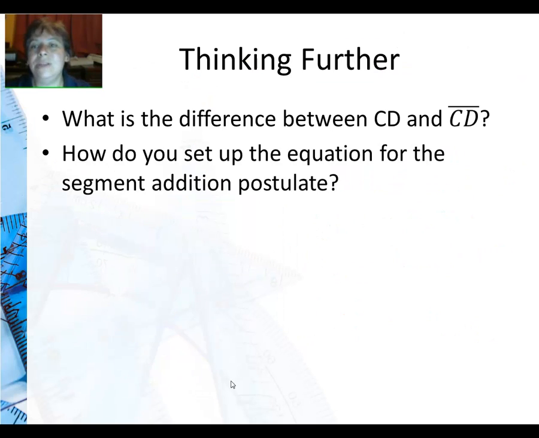So what is the difference between CD without a bar and CD with a bar? Those are two different things. And how do you know how to set up an equation for the segment addition postulate?